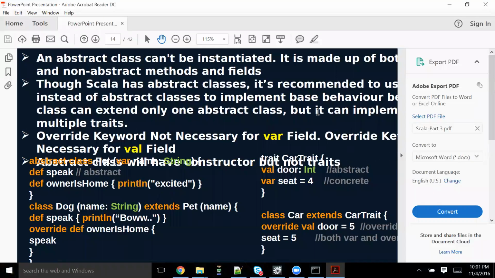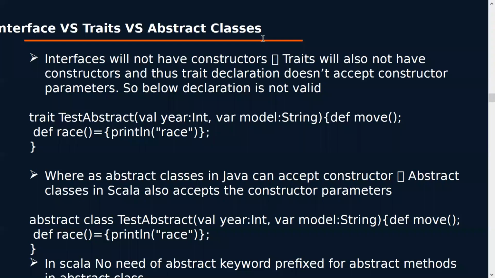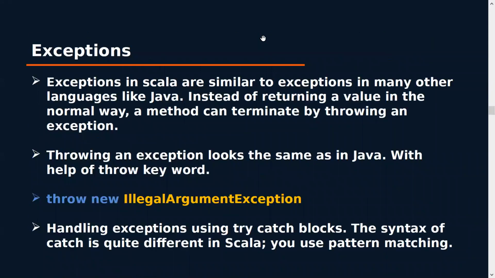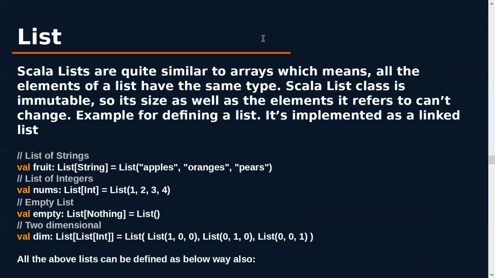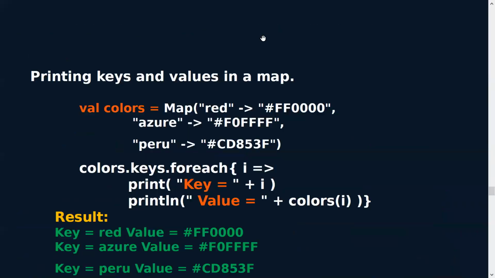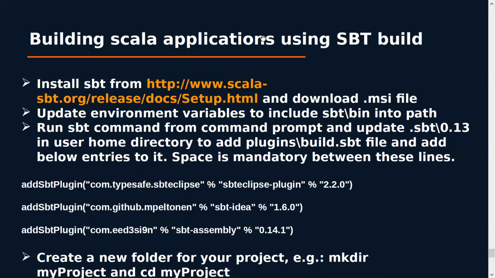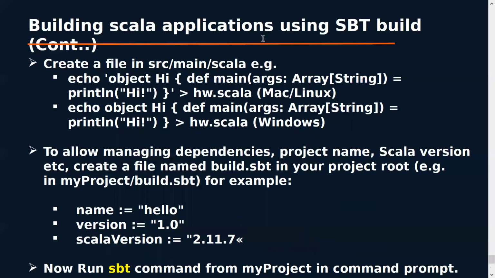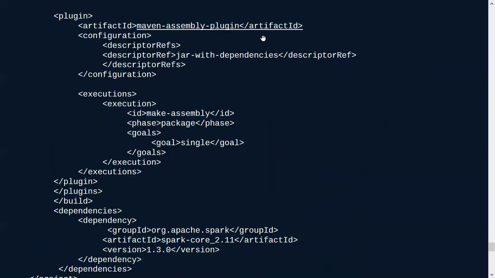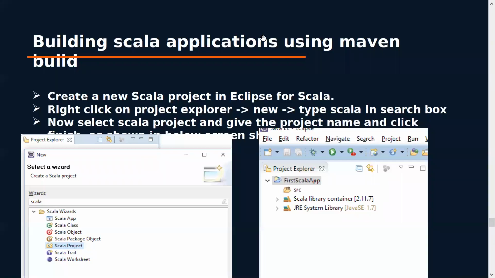Otherwise, case classes, traits, abstract classes, interfaces versus traits versus abstract classes, exceptions, and collections in Scala, map, tuples, iterators, using Java code in Scala, Scala code in Java, building Scala applications using SBT, building applications using Maven or SBT. I'll skip those from the Scala session. We'll directly see them in Spark because we are already getting late.